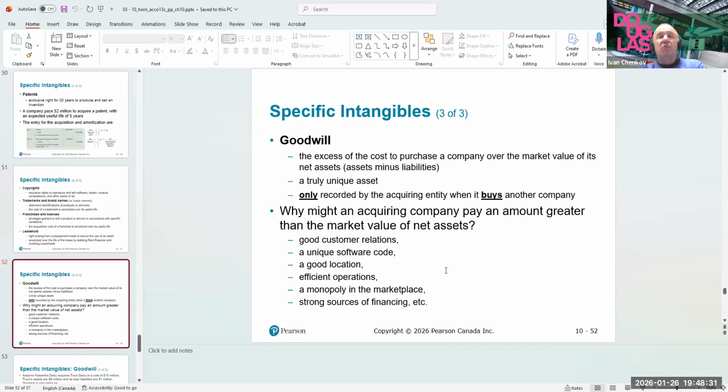So why am I acquiring this company? Because I want customers. I want market share on the Middle East market. End of the story. Another reason I might acquire a company is because they have a software which is very unique and I want it. Or because they have a good location. Or because they have efficient operations. Or because I want to achieve monopoly on the market. You can acquire assets for any reason.